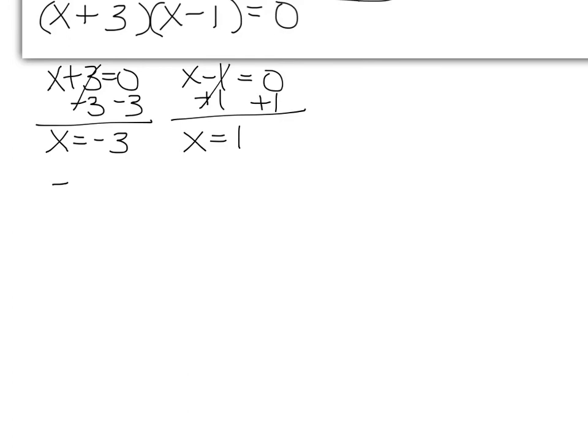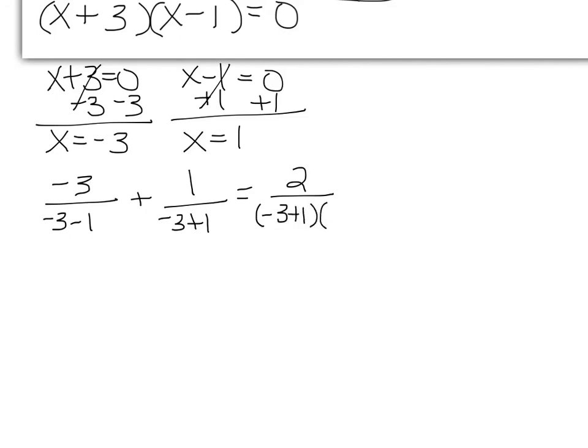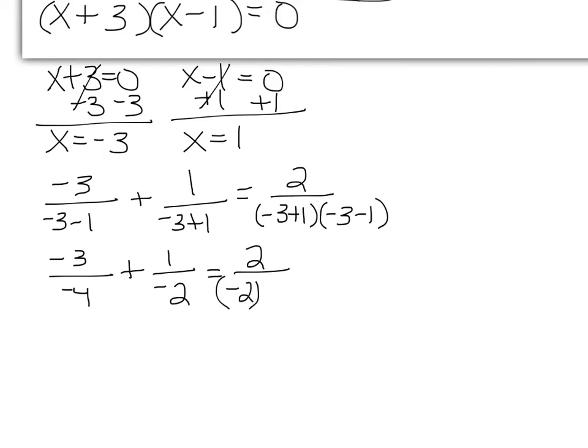So I've got negative 3 over negative 3 minus 1 plus 1 over negative 3 plus 1 is equal to 2 over negative 3 plus 1 times negative 3 minus 1. All right, so that gives me negative 3 over negative 3 minus 1 is negative 4, plus 1 over negative 3 plus 1 is negative 2, is equal to 2 over negative 3 plus 1 is negative 2, times negative 3 minus 1 is negative 4.